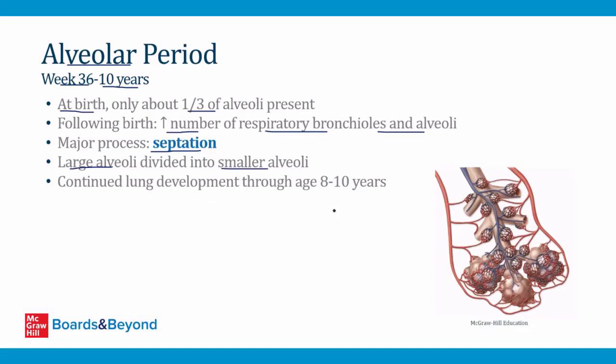And so this alveolar period, in other words, the process of creating more and more smaller and smaller alveoli, occurs from about 36 weeks of gestation until about 8 to 10 years. Different sources have different numbers for when this process ends. Some say longer than 10 years, some say less, but 8 to 10 years is about when this process is usually complete.